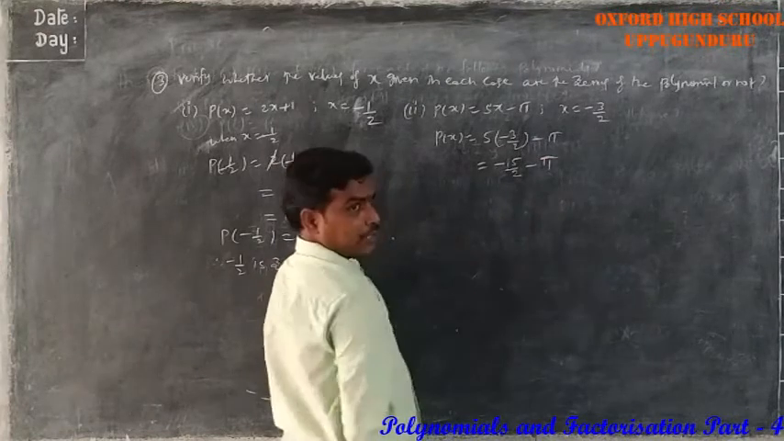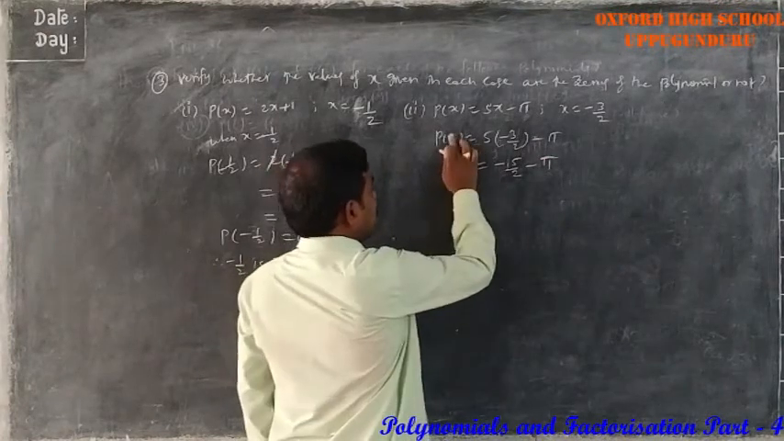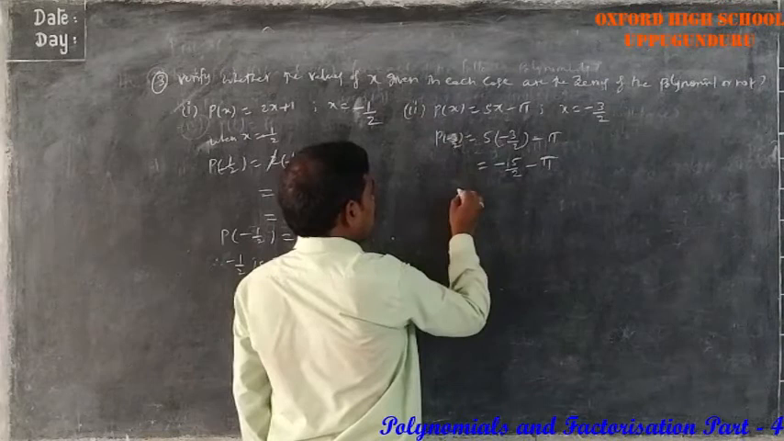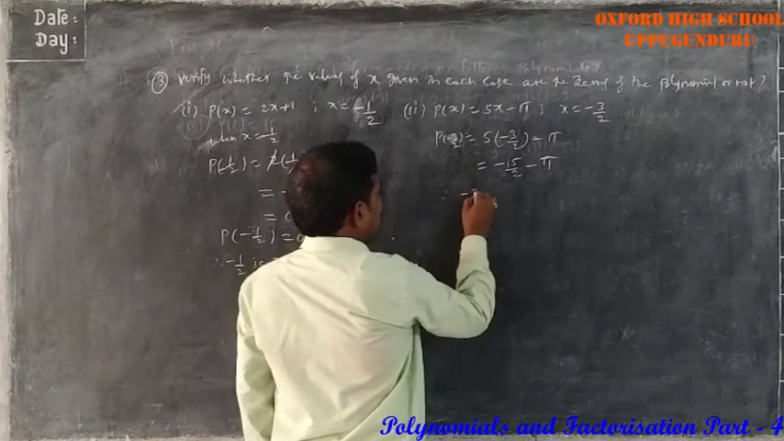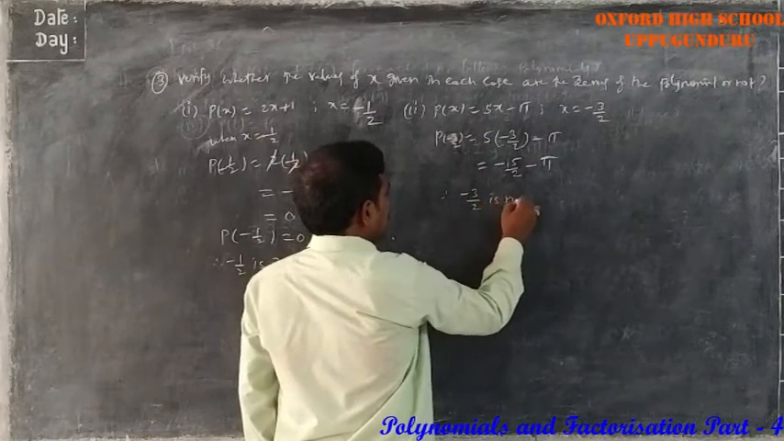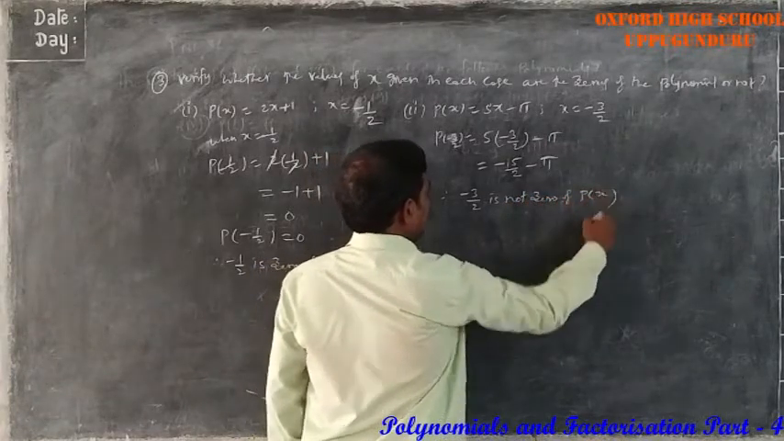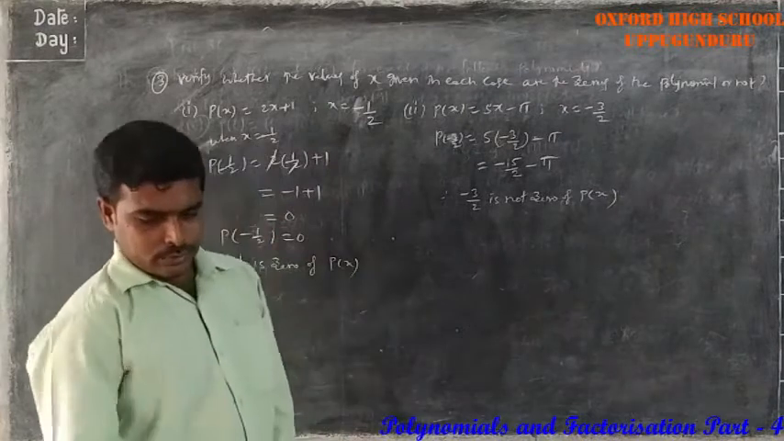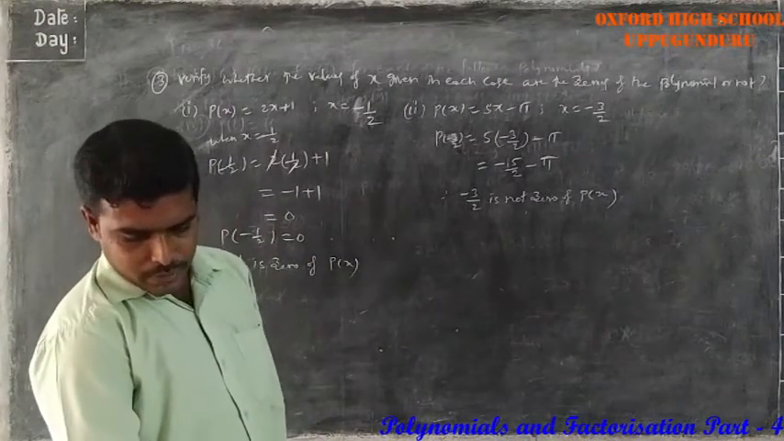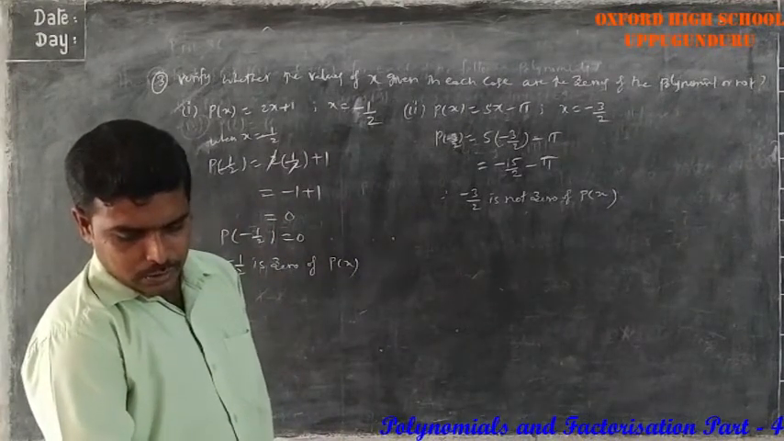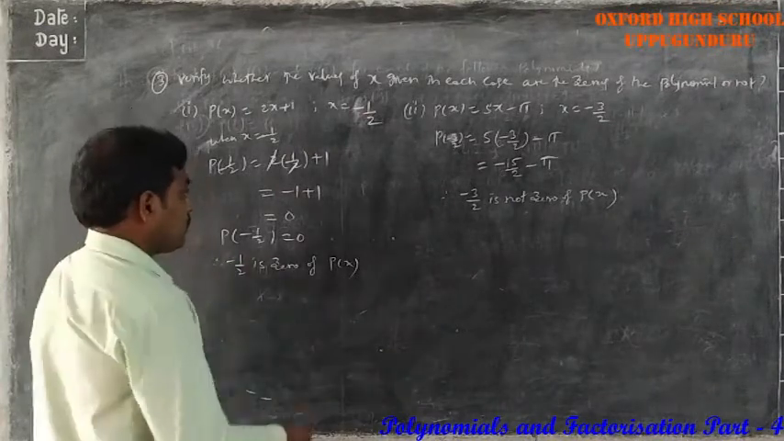So here you are not getting 0. P of minus 3 by 2 is not 0. Therefore, minus 3 by 2 is not a zero of P of x. In this way you have to do. Next, third one. P of x equal to x square minus 1, x equal to plus or minus 1.